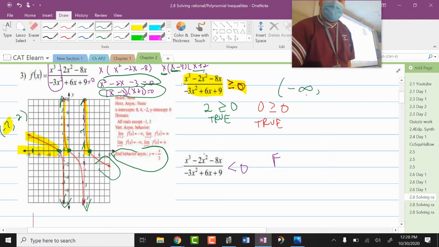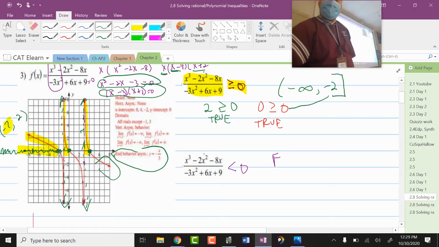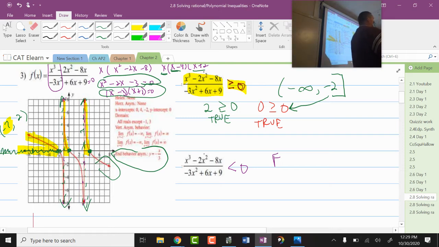-infinity, this X, all the way up to what, everybody? Come on, somebody say it. -2. What do I put on -2? A bracket or a parenthesis? Bracket. I just went through that. It's a bracket because it is part of the solution set. It gives me a true scenario. Now, whoever's going next is going to have to do what I'm doing here.